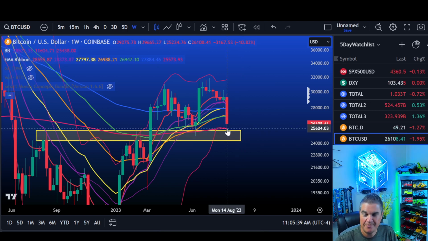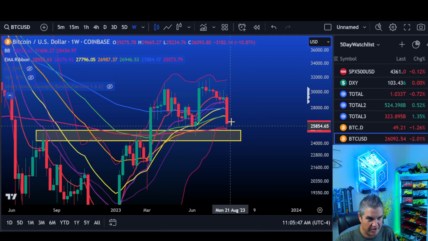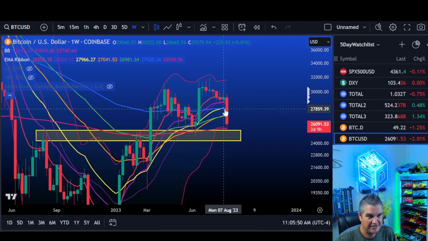The 200 EMA. Have you not been paying attention? The 200 EMA, 25.5, 25.6, right? That's what we're looking at. As long as we do that, we're still okay. We would need a pretty quick recovery back to the 21.